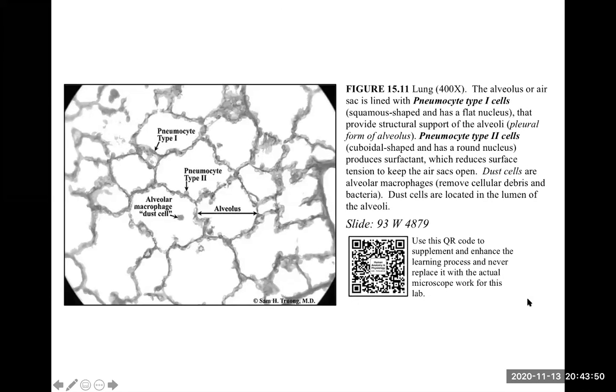Here's another look at the histology of the lungs. This is showing the alveolus or air sac and how it's lined with type 1 and type 2 cells. The type 1 cells are the squamous shaped with the flat nucleus. Type 2 cells are more cuboidal shaped and they'll secrete surfactant, which reduces surface tension to keep the air sacs open. Dust cells are just known as macrophages that will engulf and remove cellular debris and bacteria.